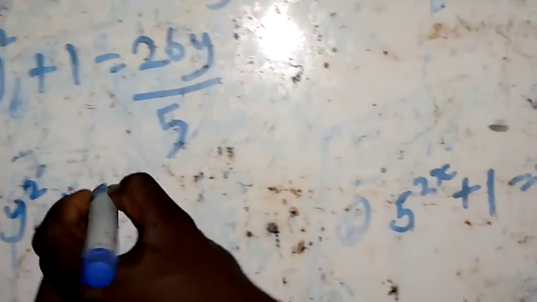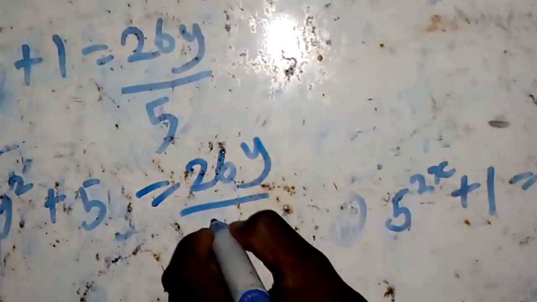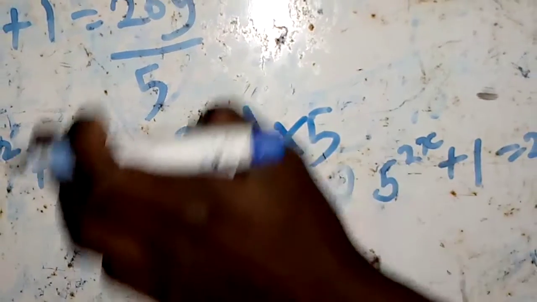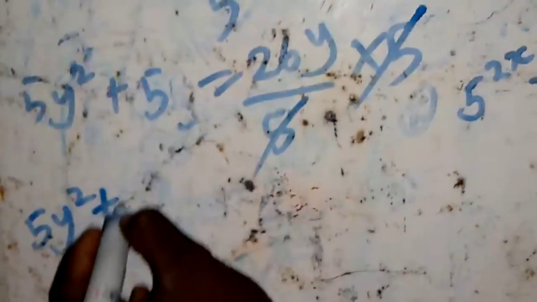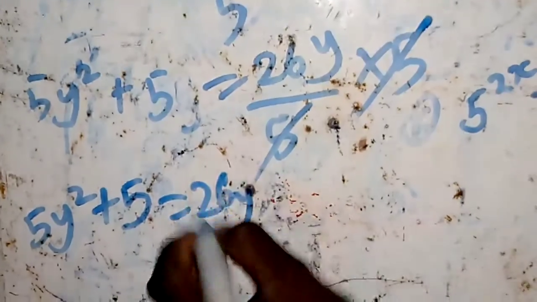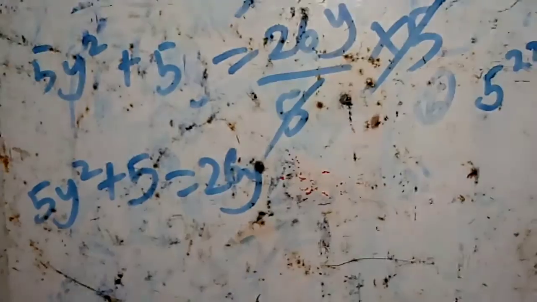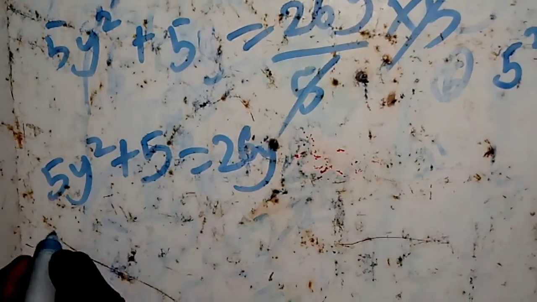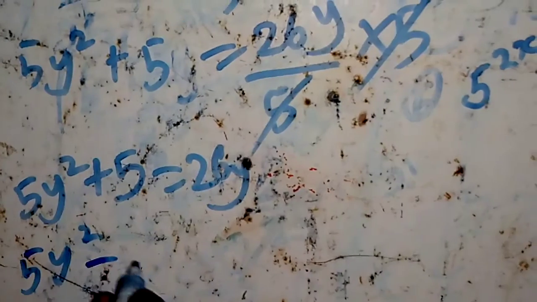So you multiply all sides by 5. So 5 times y square, that's 5y square, plus 5 times 1, that's 5, equals 26y over 5 times 5. You also multiply this by 5, so 5 cancels 5, so 5y square plus 5 equals 26y. I want you to take note of this: we arrive at a quadratic equation. So let us solve it quadratically. Looking at this, 5y square, we want to arrange, plus 26 comes in, turns to what?